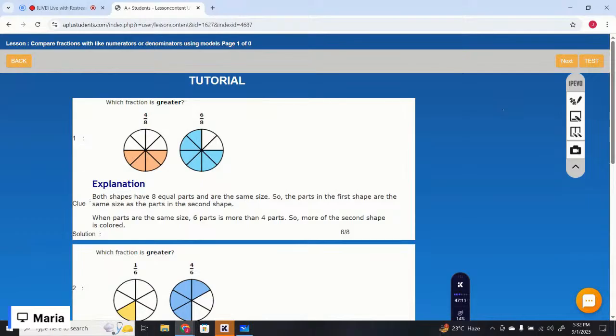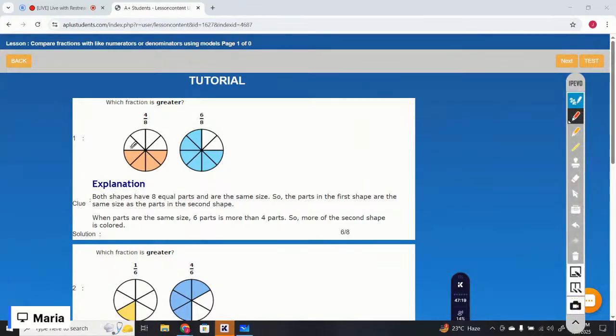Which fraction is greater? So look at the fractions. They both look exactly the same, but the parts are different. 1, 2, 3, 4, 5, 6, 7, 8. This one has 8 parts colored. The question is which fraction is greater? The greater fraction is the one that has more portions colored, right? So 6 out of 8 has 6 portions colored, so that is greater than the other one.